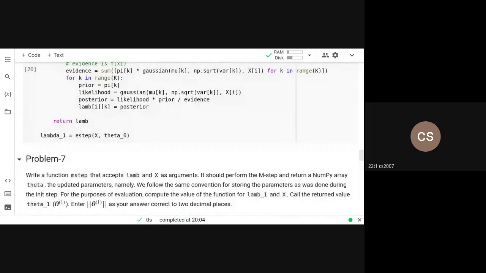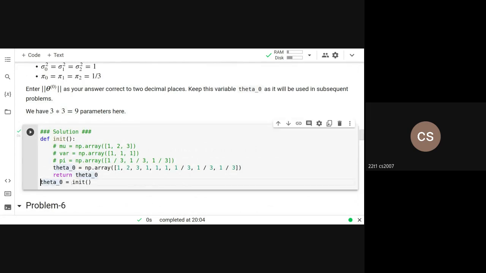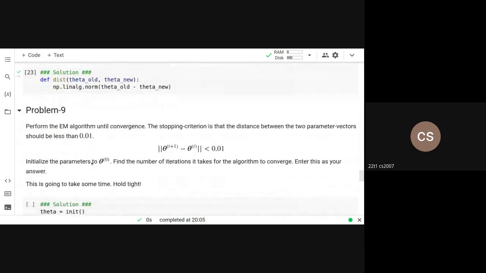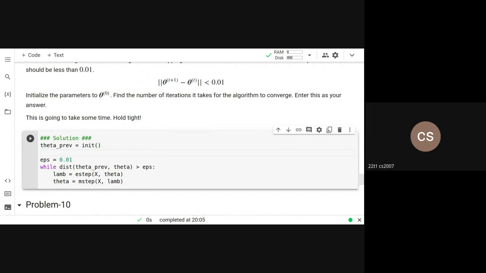For that, I'll just go back in time. I have one theta naught, right? I will use that as my theta previous, and I'll do one iteration before I enter the loop.